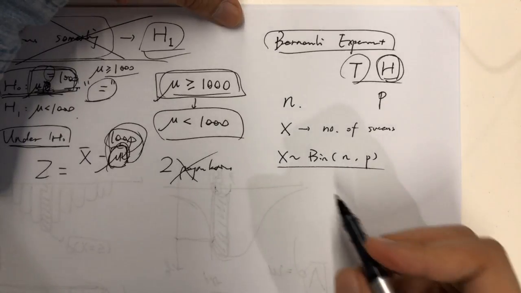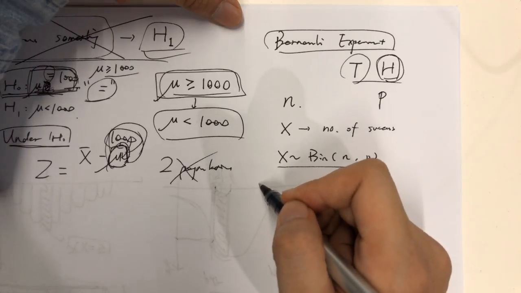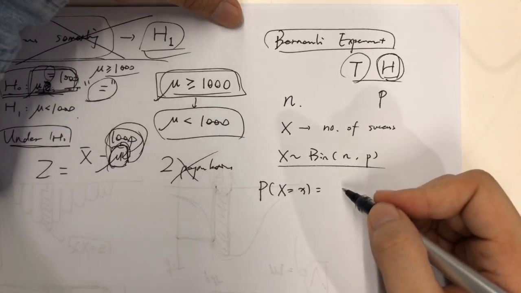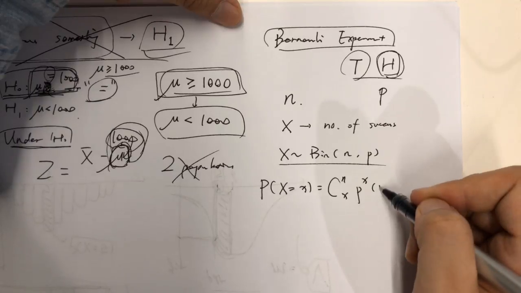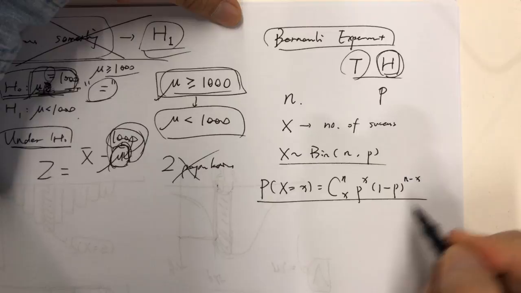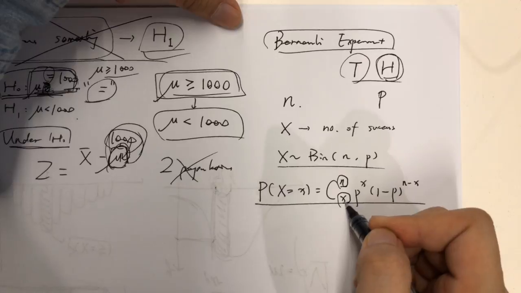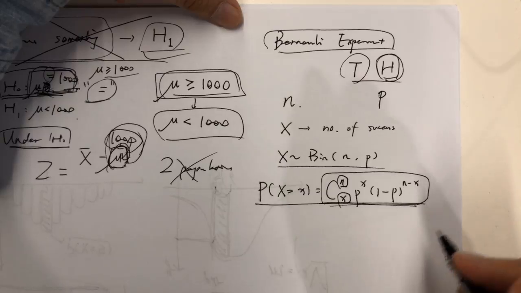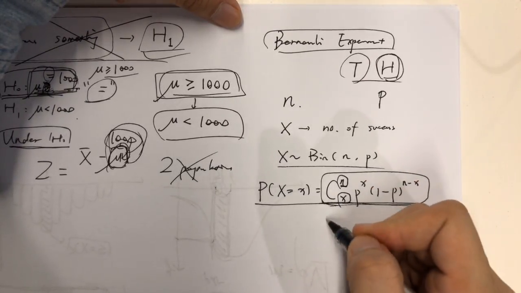But sometimes, when we want to calculate the probability mass function for the binomial distribution, for example, probability X equals a small x, we know the formula is C(n,x) p to the power of x multiplied by 1 minus p to the power of n minus x. And sometimes if n is very large and x is very large, it is very, very difficult to calculate this value using a scientific calculator.